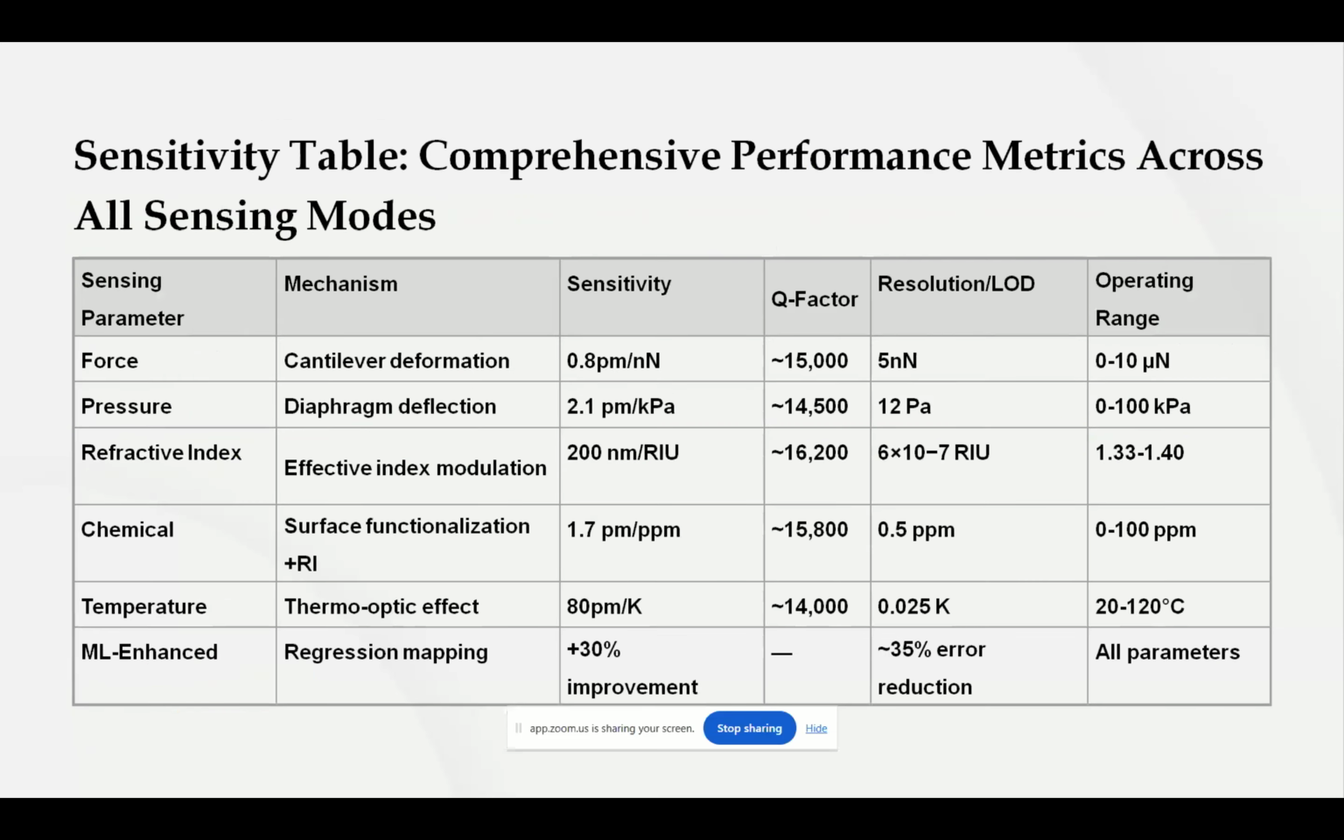Next, the sensitivity table. This table shows sensitivity and performance for different sensing parameters. The device achieves high sensitivity for force, pressure, refractive index, and temperature. It also provides good resolution and wide operating range. This demonstrates the capability of a single platform for multi-parameter sensing.